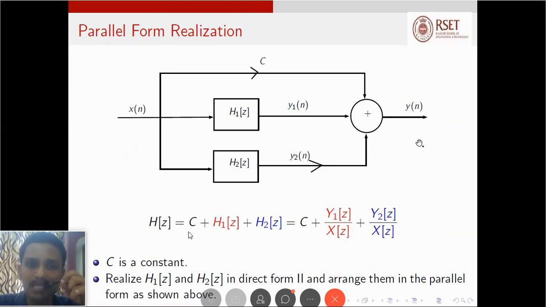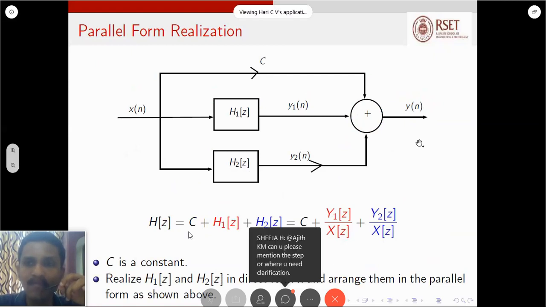So if we split the entire transfer function, h of Z is equal to c, where c is a constant, plus h1 of Z plus h2 of Z, where h1 of Z is equal to y1 of Z by x of Z. Similarly, h2 of Z is equal to y2 of Z by x of Z. So the total transfer function h of Z will be equal to c plus y1 of Z by x of Z plus y2 of Z by x of Z.